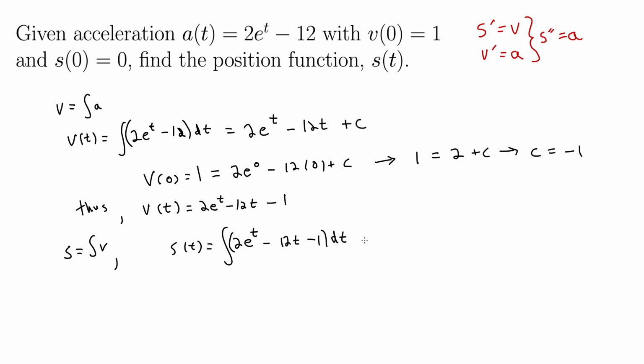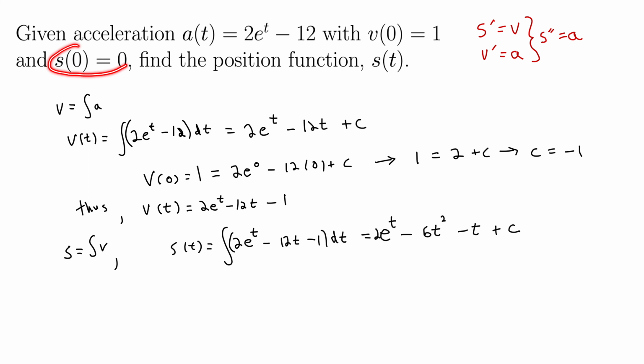dt there. Integrating, this 2 is just a constant, so it comes out front, leaving us with 2e to the t minus, well, 12t. When we do the power rule for integration on that, t becomes t squared over 2, so this becomes minus 6t squared, because 12 divided by 2 is 6, and then minus 1 becomes minus t upon taking the integral, plus c.